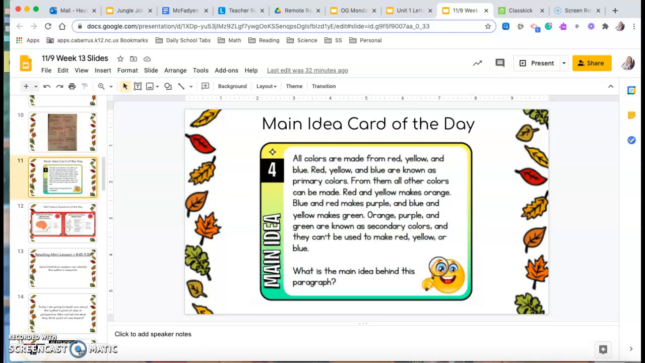All right, it is time for reading. We're going to start with our main idea card of the day. I'm going to be reading it out loud. You can be following along.